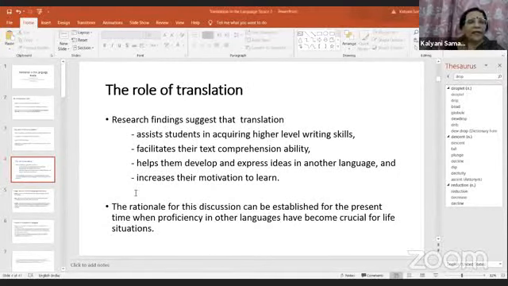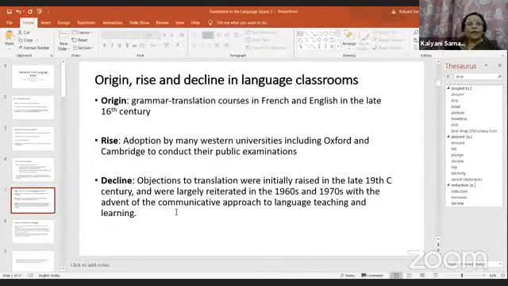Okay, all right. So then I'll focus on the origin, rise, and decline of translation in language classrooms. Origin of translation, rise of translation, and decline of translation in language classrooms. If we talk about the journey of translation as a language learning tool, it was sometimes in high fashion, sometimes blown away, and its position and use in the 21st century in language teaching and learning space is going to be quite stable now.